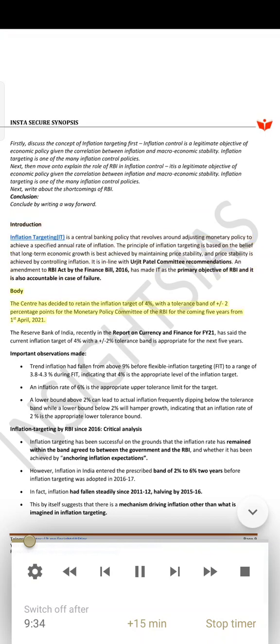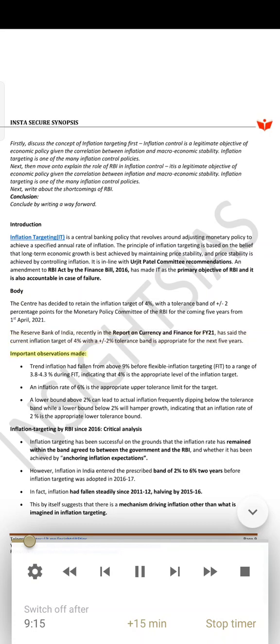Body. The Centre has decided to retain the inflation target of 4%, with a tolerance band of plus or minus 2 percentage points for the Monetary Policy Committee of the RBI for the coming 5 years from the 1st of April 2021. The Reserve Bank of India, recently in the report on currency and finance for FY21, has said the current inflation target of 4% with a plus or minus 2% tolerance band is appropriate for the next 5 years.